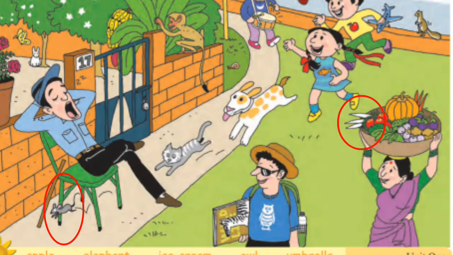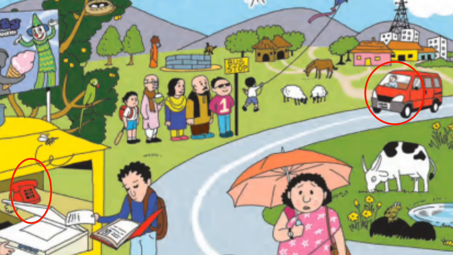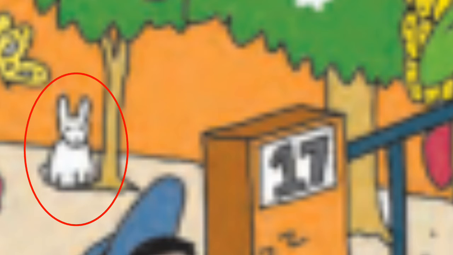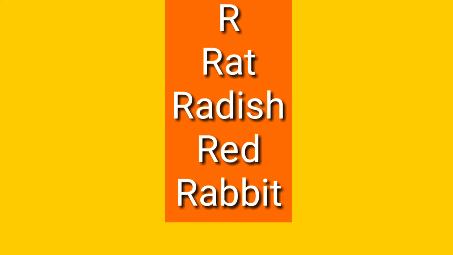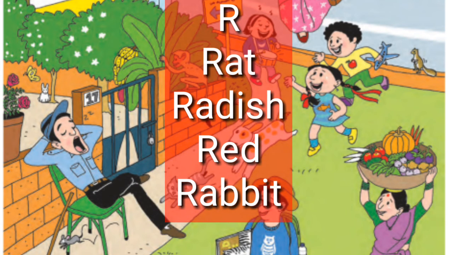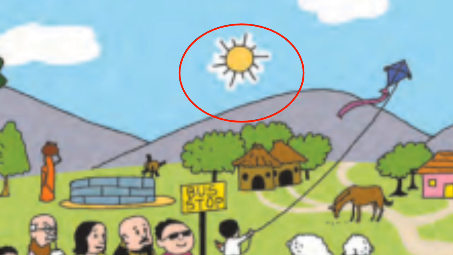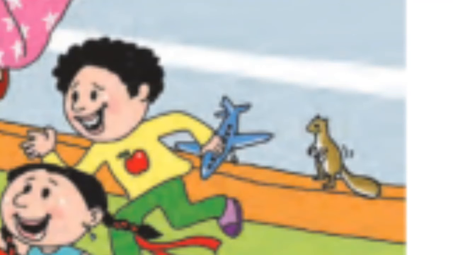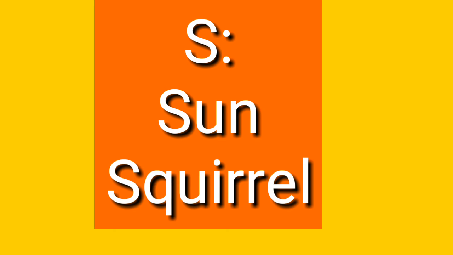Now the next letter R. In these images you can see R for rat and R for radish. And the next image a red van and a red telephone, and the next image for rabbit. So what are the words, students? R for rat, R for radish, red and rabbit. Okay, the next image. You can see S for sun, and in the next image S for squirrel. So sun and squirrel.